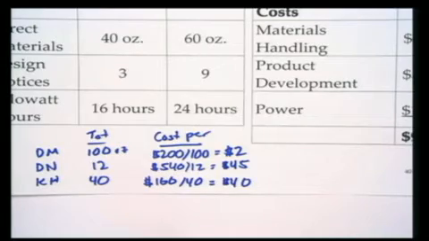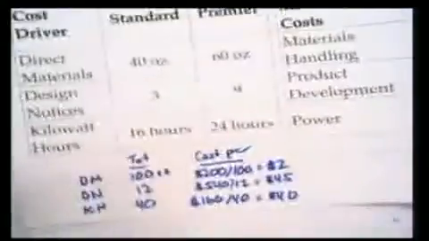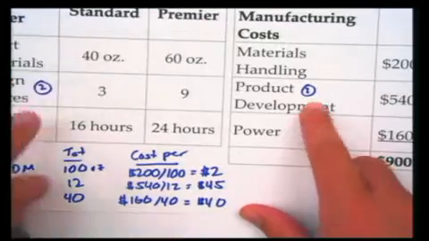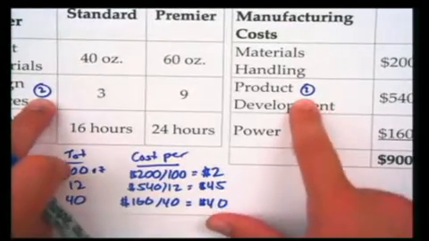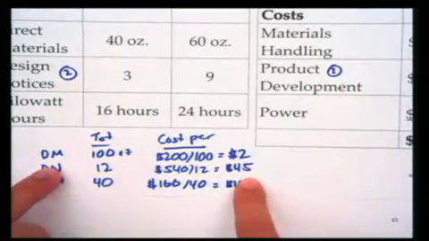So when this question says, how much of the product development costs should be allocated to Premier faucets? Well, let's see. We know the product development cost, that's number 2, which correlates to number 2, design change notices. Make sense? So we know that the second cost, which is design change notices, is what?